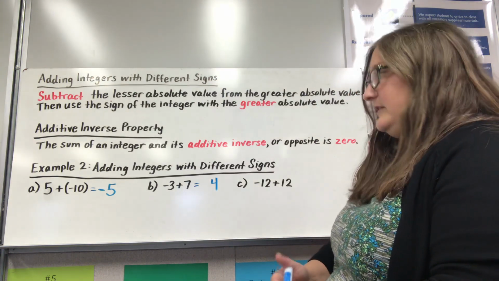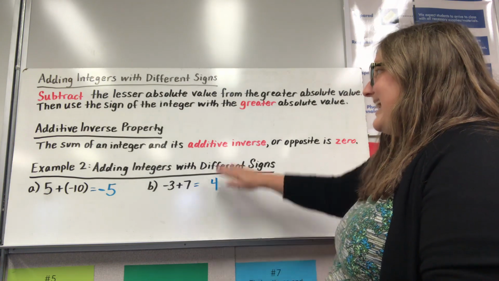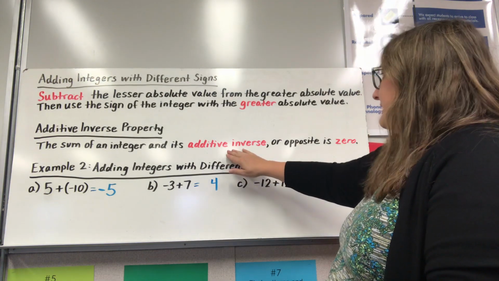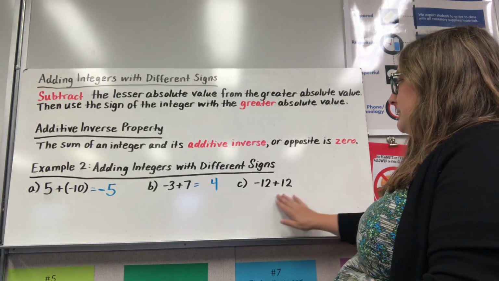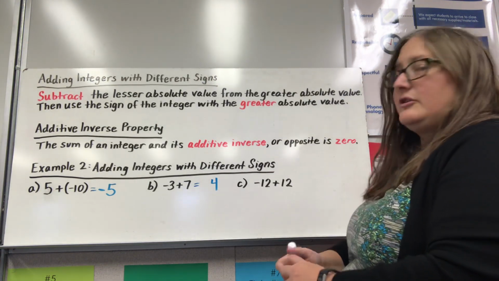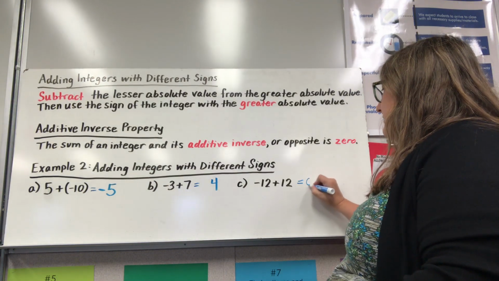Now, the additive inverse property says that if I'm adding an integer and its additive inverse, its opposite, the answer will always be 0. So as soon as I notice that two numbers are opposites or each other's additive inverse, I know my answer is going to be 0.